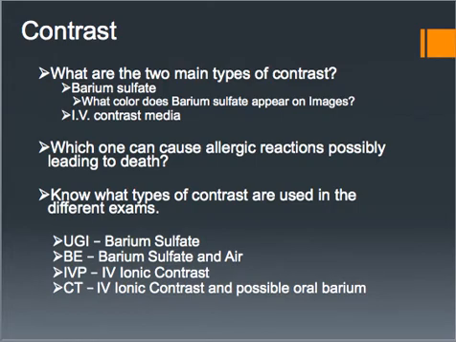So contrast is used to help us better visualize anatomy, such as organs, on the imaging that we use. So two of the main types of contrast we use are barium sulfate and IV contrast material. So barium sulfate can be administered rectally or orally. Our patients can drink it or we can insert it through their rectum. IV contrast is an ionic contrast that is given through an IV, intravenously.